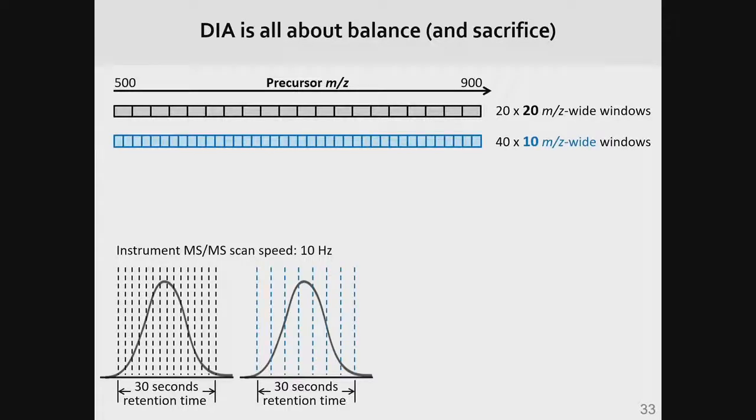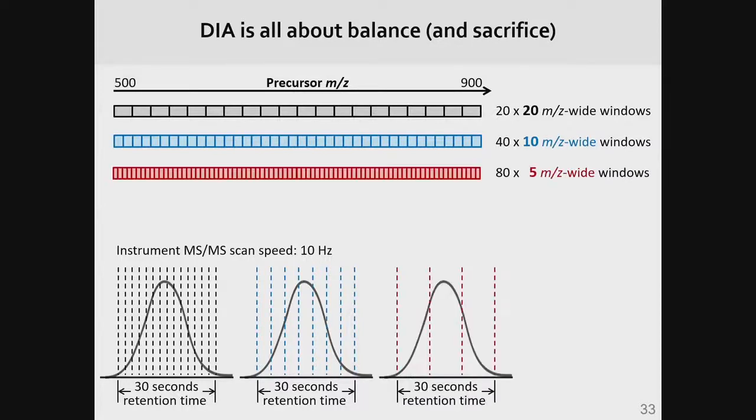Now, of course, you could scan 40 by 10 mass-to-charge wide windows. So you get twice as many windows, half the window width, but it takes twice as many MS/MS spectra to cover that same mass range. And so now you get half the number of points across the peak, maybe 7.5 or even a little bit less. And if you went to 5 mass-to-charge wide windows, you would get barely any points across the peak. And this may have a major sacrifice as far as quantitation goes.